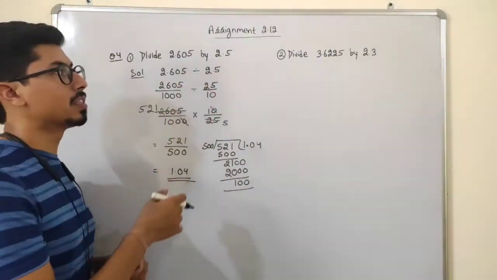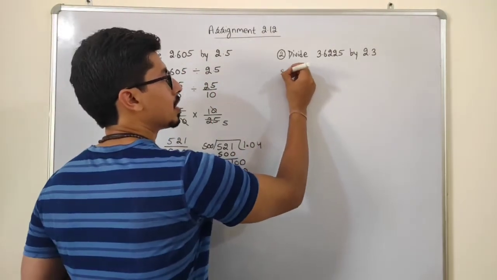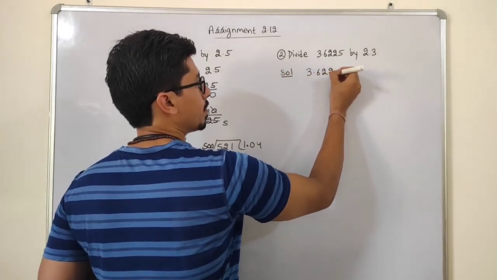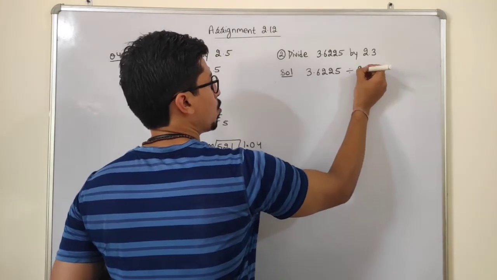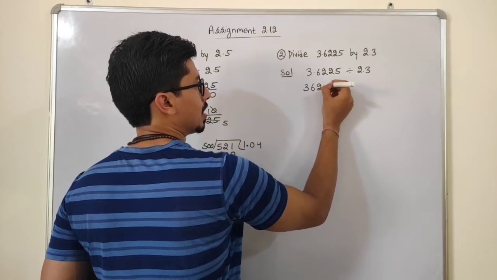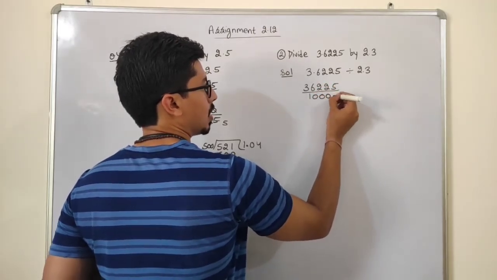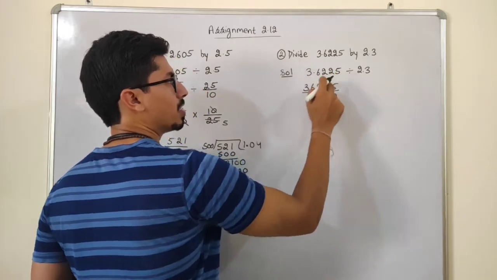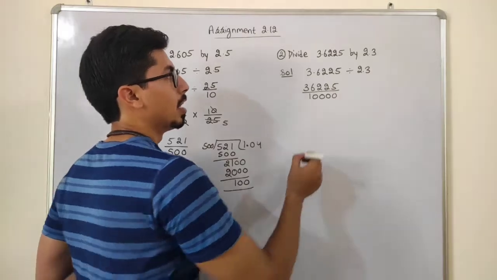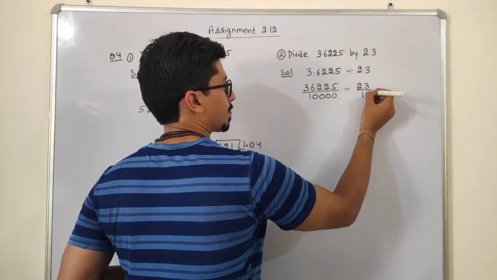Okay. So moving further to our question number 2, students, we have to divide 3.6225 by 2.3. Okay. So students, this can be written as like this, because after decimal there are 4 digits. So I have to put 4 zeros in the denominator portion. Divide sign as it is. It can be written as like this.